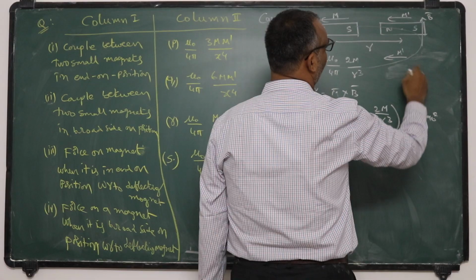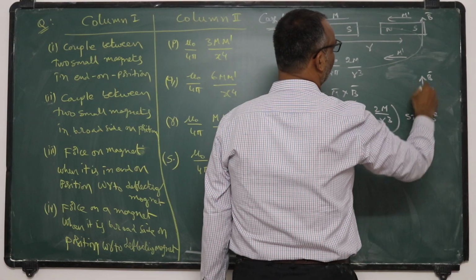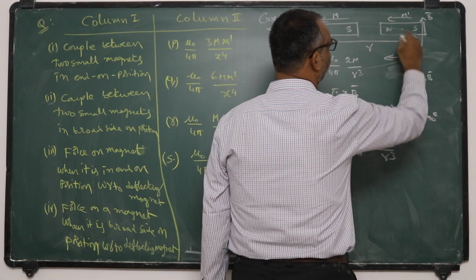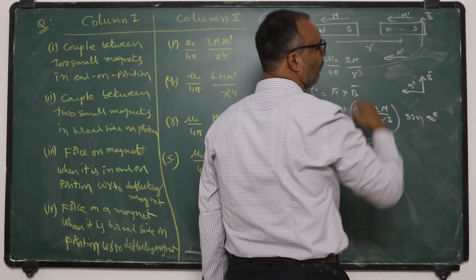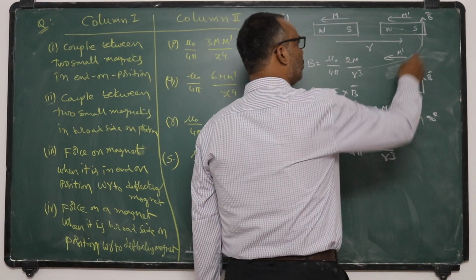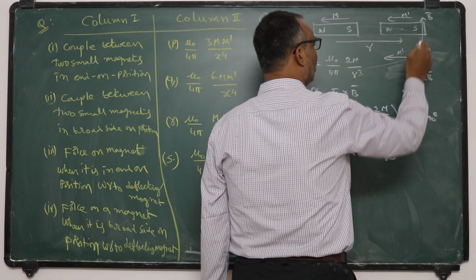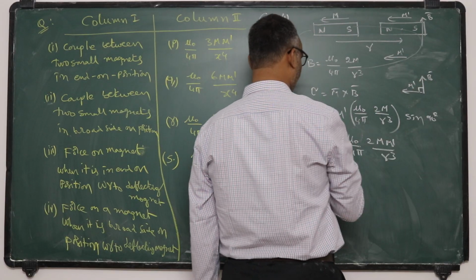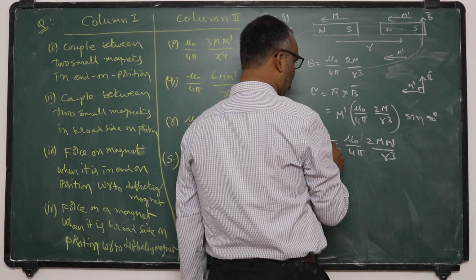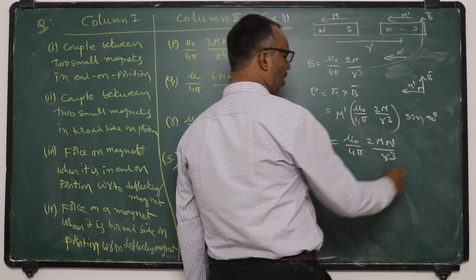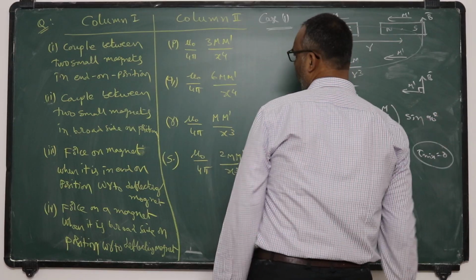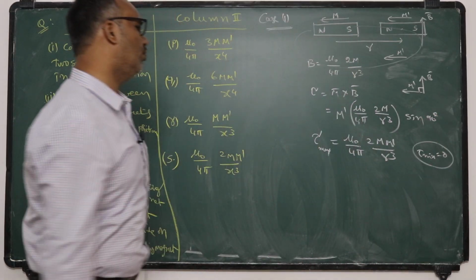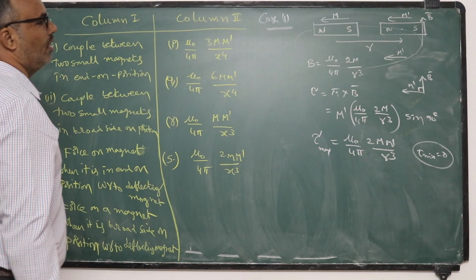If the magnet is located here, this is the strength of B bar. In that case, B bar is upwards, M bar is like this. But at this point, B bar and M bar are parallel to each other. So at this point, if this magnet is present, this is the maximum torque you can expect. The minimum torque is 0. They did not give 0 option, so we have to go for maximum torque case.